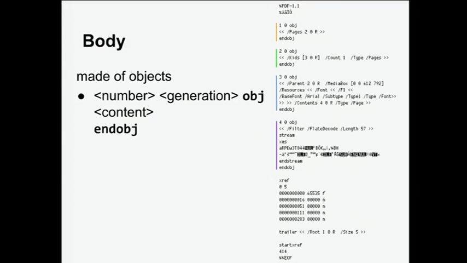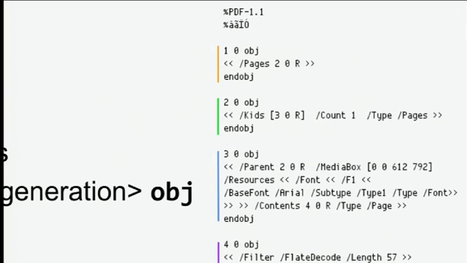Then you have the body, and the body is made of objects. An object always starts with this syntax: a number, then the generation number, but it's always 0. Then obj, then the content of the object, and then endobj. So this declares object 1, generation 0, but it's always generation 0, so I'll stop mentioning it. This is object 1, it contains this. This is object 2, it contains this, and so on. You could add a comment, you could add something else. You can edit it directly with the text editor.